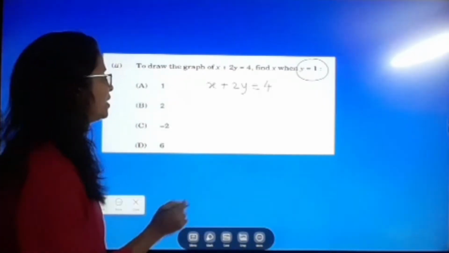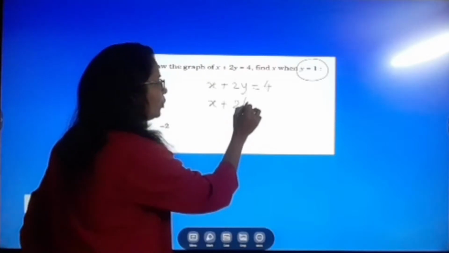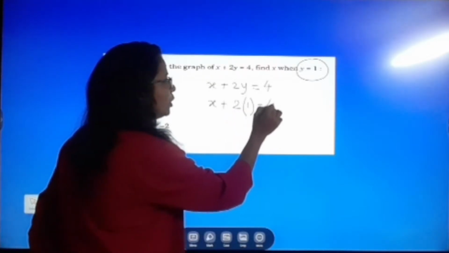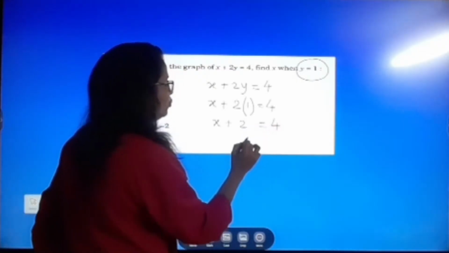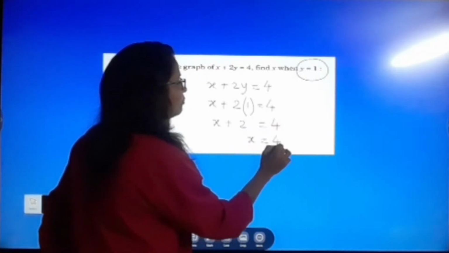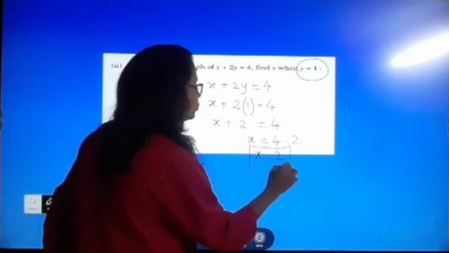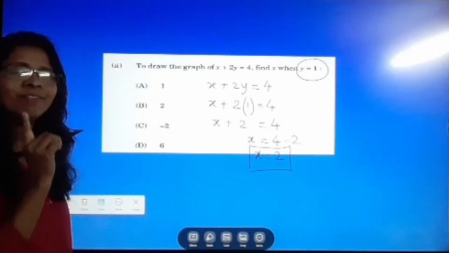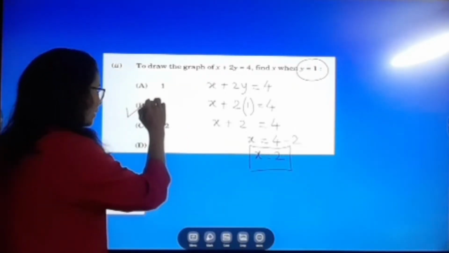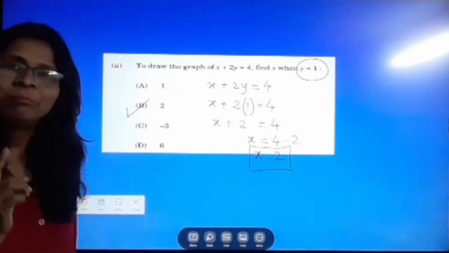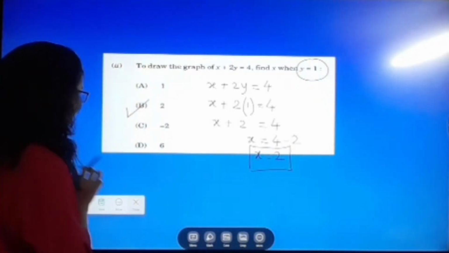That means students, wherever you see y, you put the value of 1 here. So here x plus 2 is equal to 4. So x is equal to 4 minus 2, that means x is equal to 2. So our correct answer is 2, and the correct option is B, 2. Okay students, very easy questions.